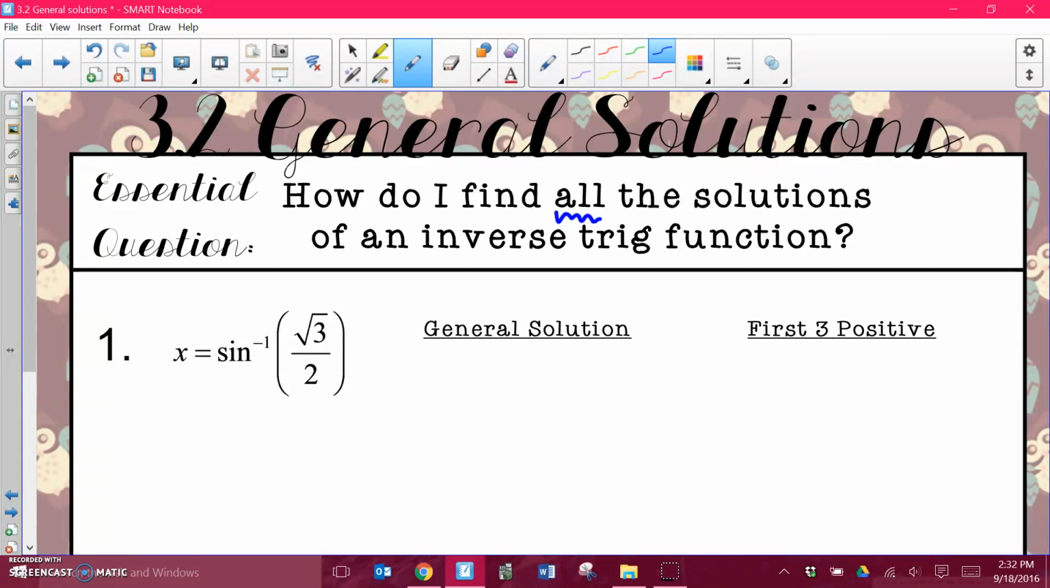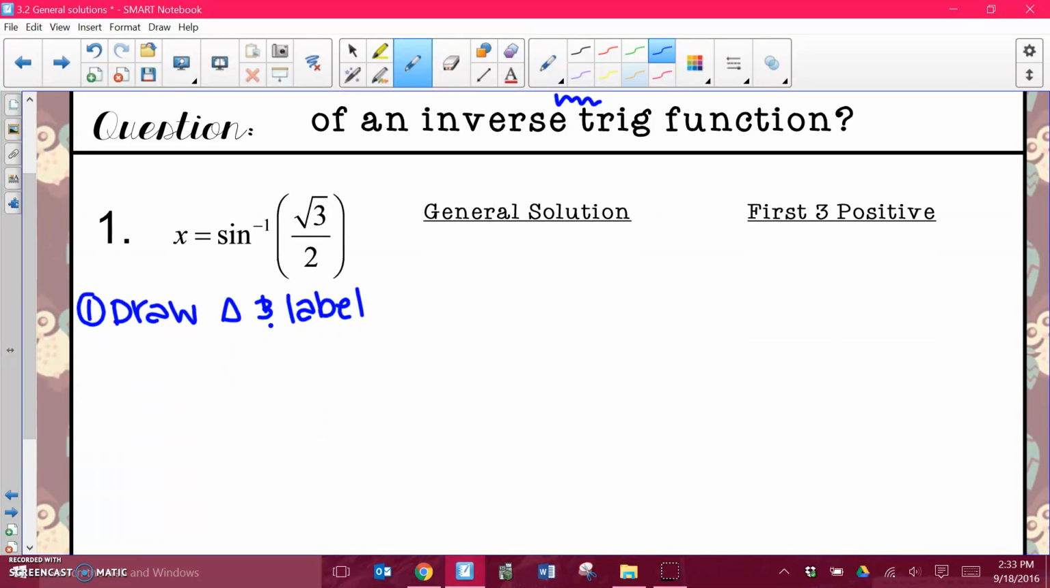Again, this is going to be the same steps as I did yesterday. I'm just going to take this inverse sine of root 3 over 2. So my first step is always to draw my triangle and label it with the side lengths they gave me. For this one, I know that this is positive, so it's going to be in quadrant 1 because that's the first place that sine is positive. And then I'm going to label my sides. So this would be opposite over hypotenuse. My opposite side would be root 3, my hypotenuse would be 2, and that would make my last side 1.